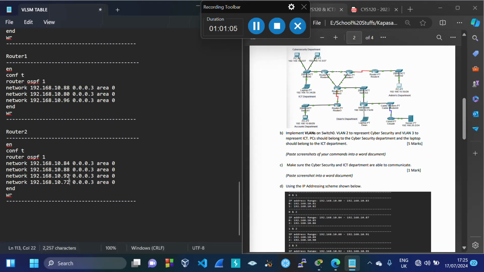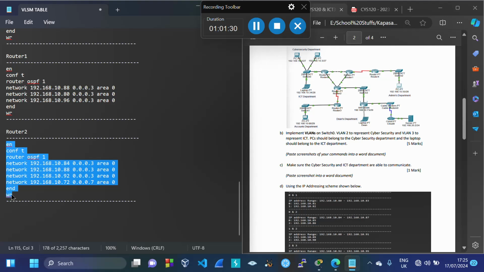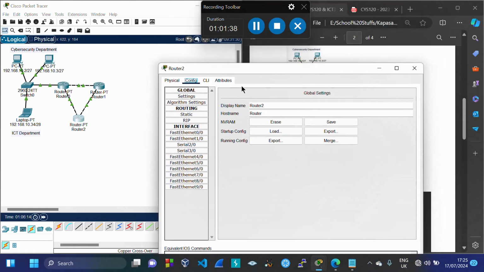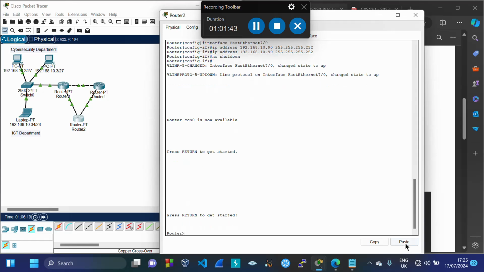So here I'll put 72. Since it's 72, and I know the block size is 8 because of /29, we are going to remove the 3 but put a 7, because 8 minus 1 is 7, to put its broadcast. By doing that, it means router 2 is now done broadcasting the networks it knows. So I'm just going to copy this, then paste it into router 2.